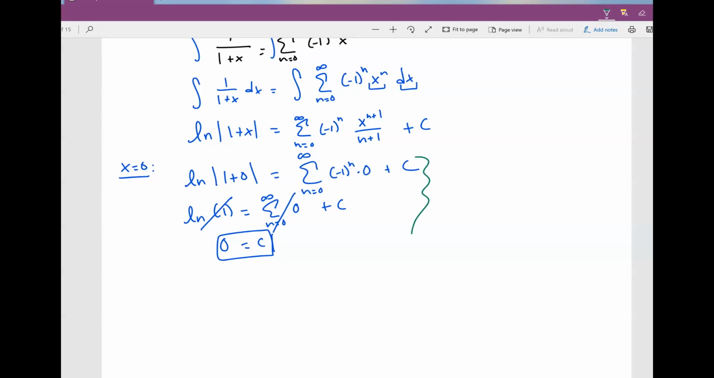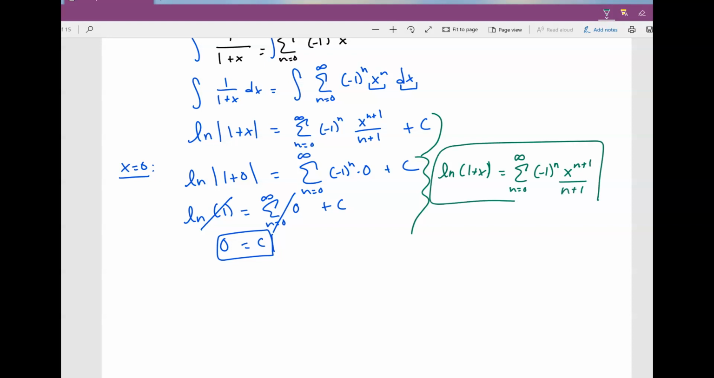So all we have to do is go back to this guy. So ln of 1 plus x is going to be equal to the sum from n goes from 0 to infinity of negative 1 to the n, x to the n plus 1 over n plus 1. And then plus 0. But since we knew that c was equal to 0, then we don't need to write it out. So this is basically going to be our final answer. Don't worry so much about the absolute values, and obviously you can find the radius of convergence as well.